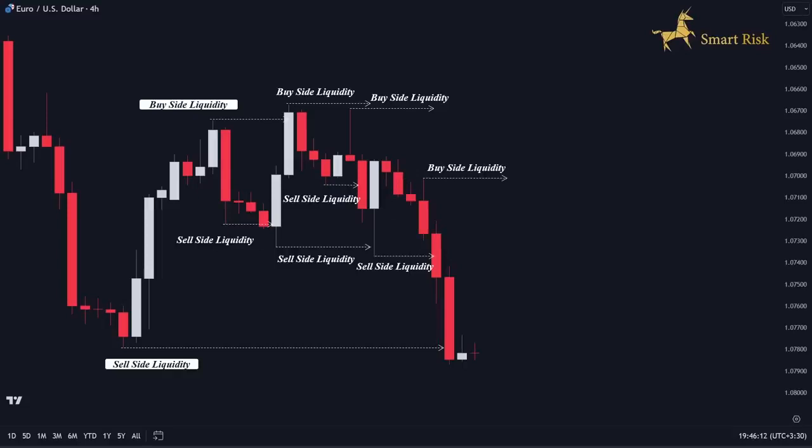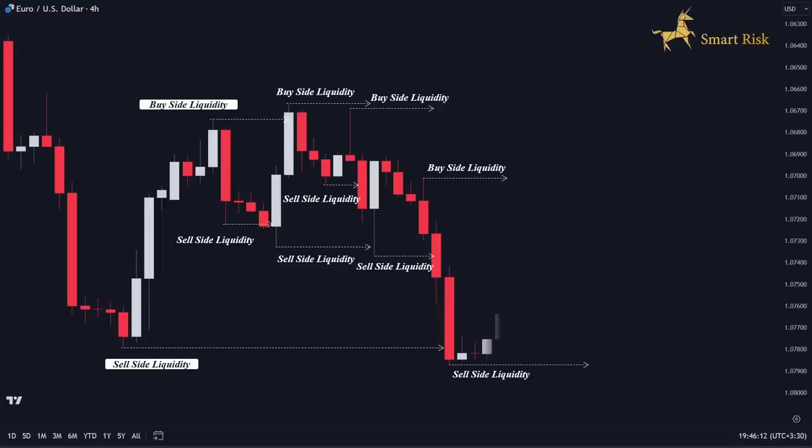In the following, we see that price pushed lower and also swept the sell-side liquidity resting over here. And also it is obvious that price forms another swing low, which means we have a newly generated sell-side liquidity beneath the recent swing low.